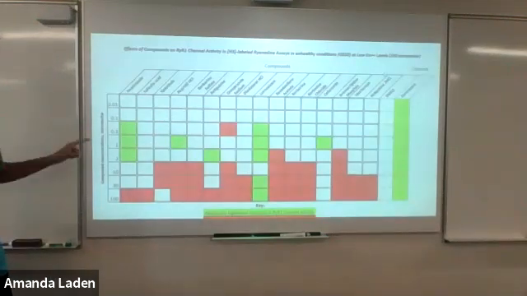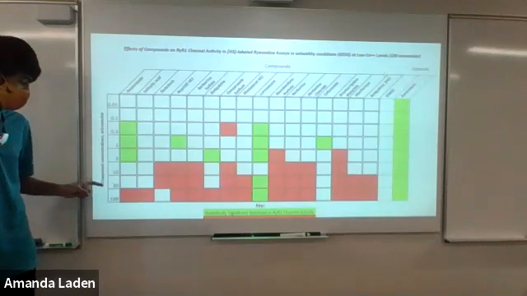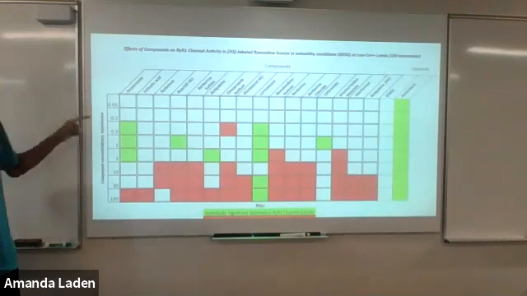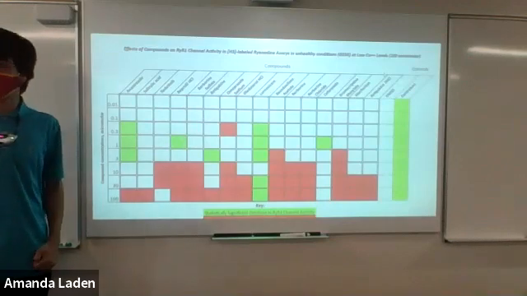It is important to note that some compounds had a statistically significant decrease as well as a statistically significant increase at different concentrations of the compounds added. This is important later in the presentation.